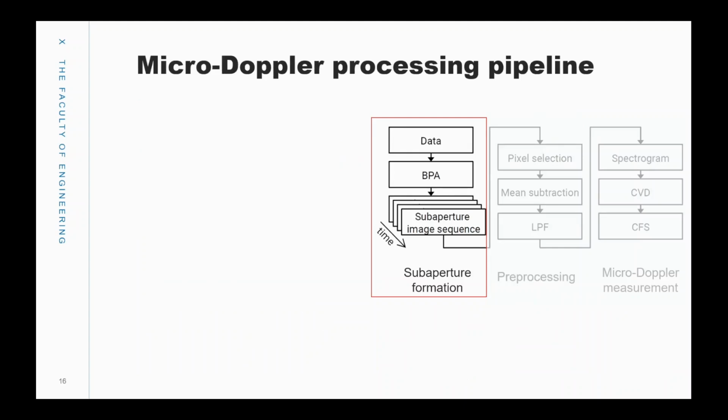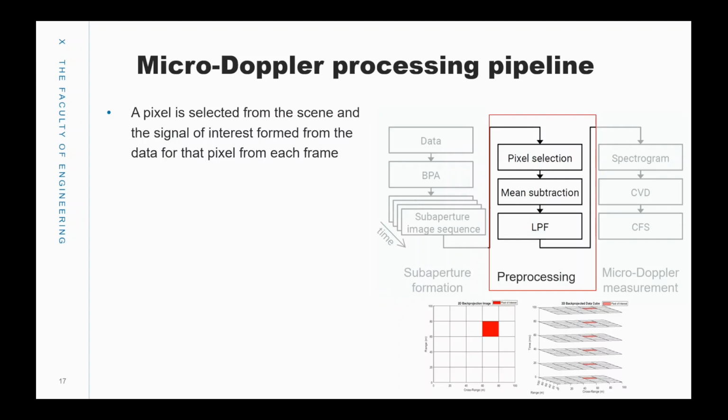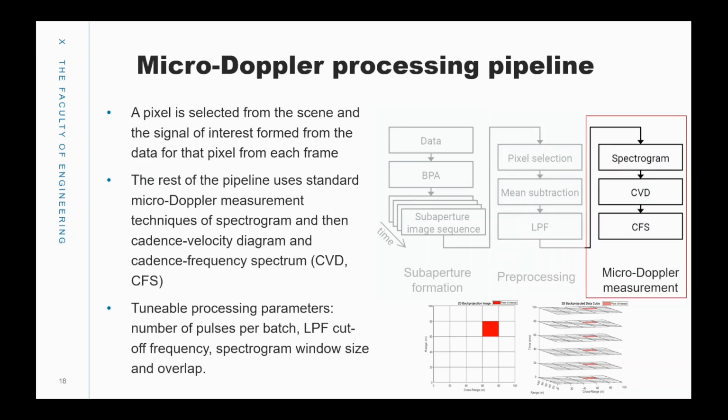So in our broader microdoppler processing pipeline context, we've done this step as subaperture formation. So we can now move on to pre-processing. Essentially, we take a pixel from the scene, as shown here, and we take each pixel from all the subsequent frames and form our signal of interest from this. We then perform a mean subtraction and a low-pass filtering step just to clean up the signal a bit.